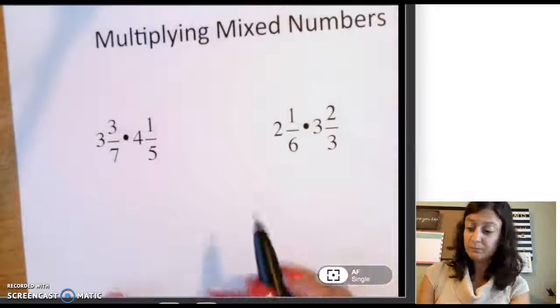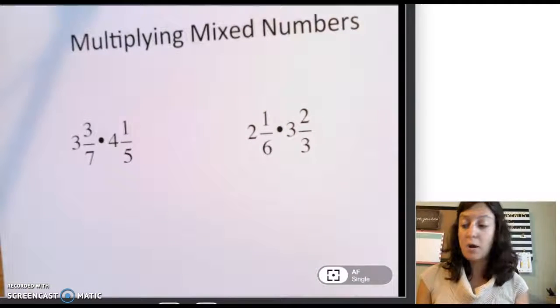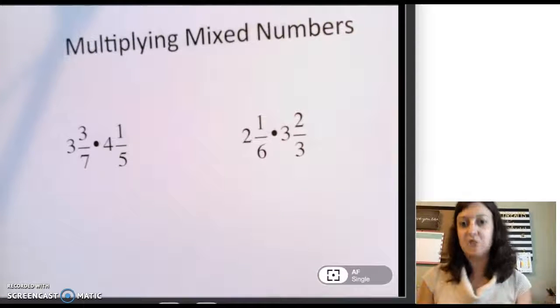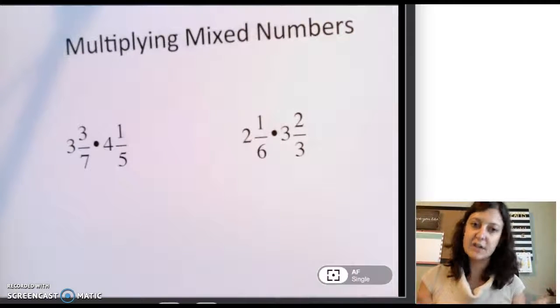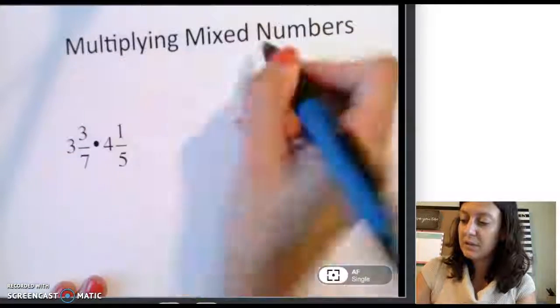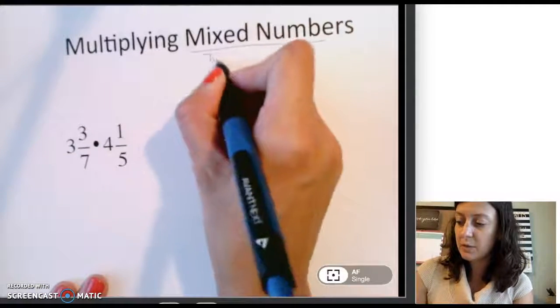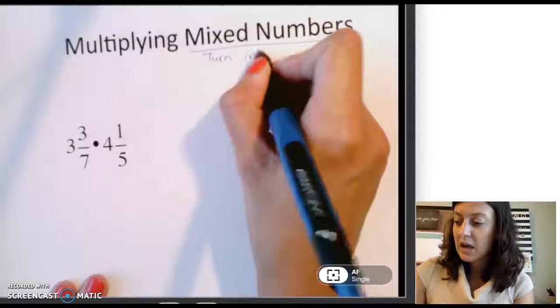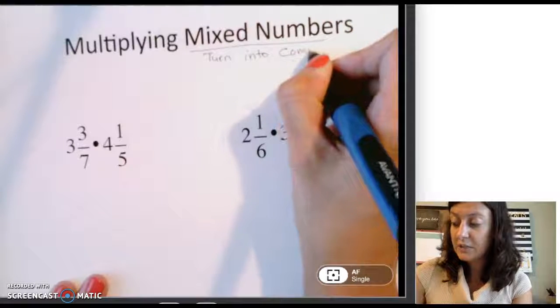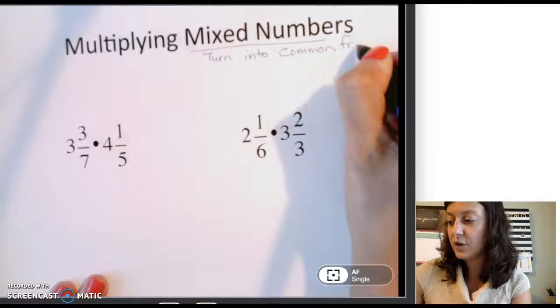Mixed numbers. Now, mixed numbers are more difficult than adding and subtracting mixed numbers because you really have to combine them. So when you're multiplying mixed numbers, you need to turn them into improper fractions. And I'm just going to use the word common fractions because that's a more friendly term, right?